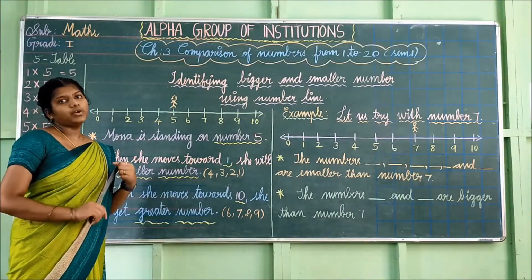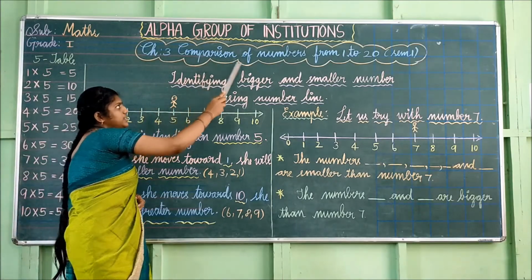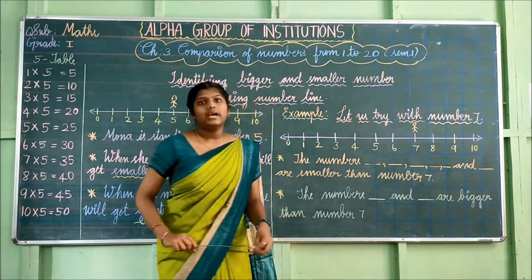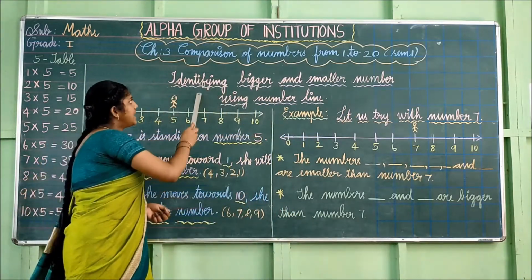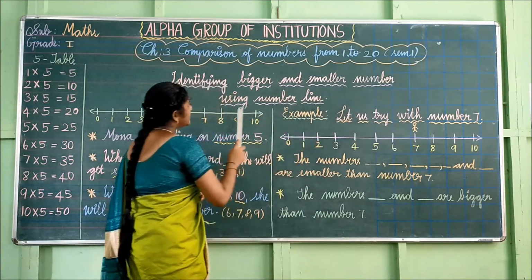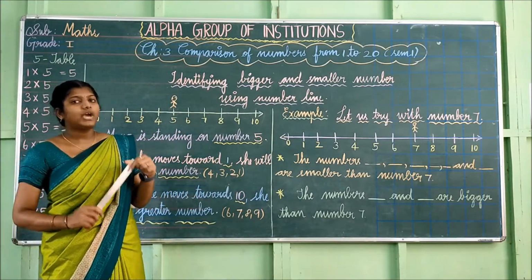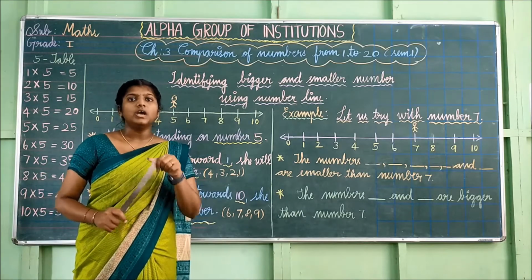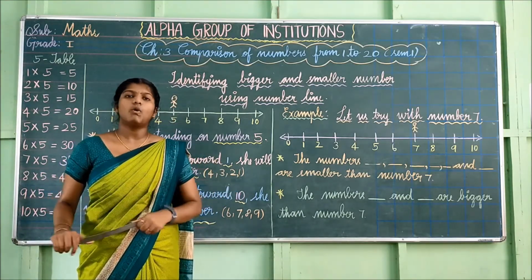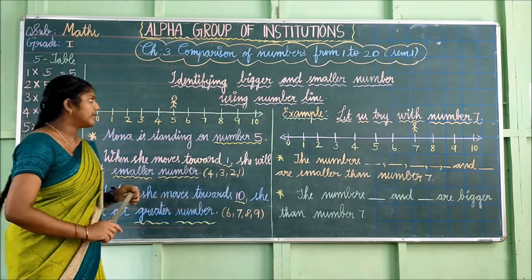Children, today we are going to see a new topic from chapter number 3, comparison of numbers from 1 to 20. And our new topic is identifying bigger and smaller number using number line. So what we are going to do, children? We are going to identify how to find bigger number and how to find smaller number using a number line. Shall we see, children? Okay, see here.